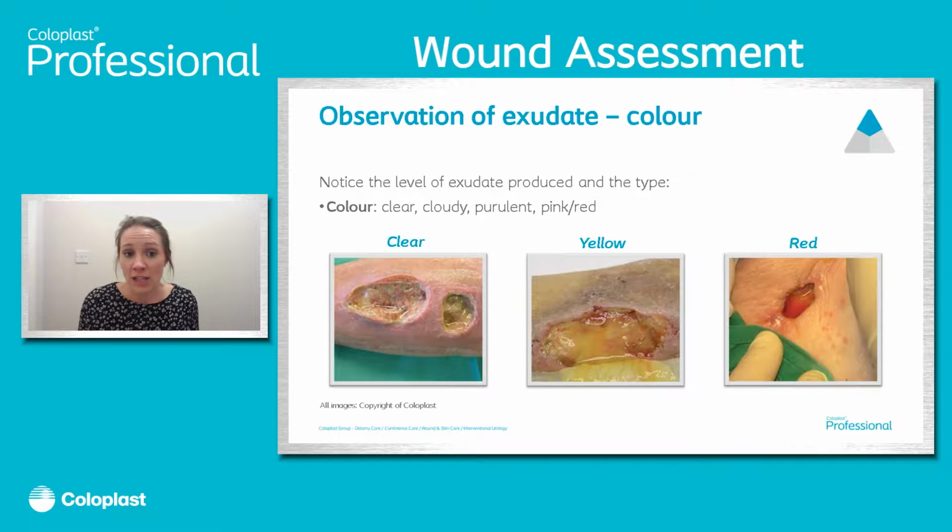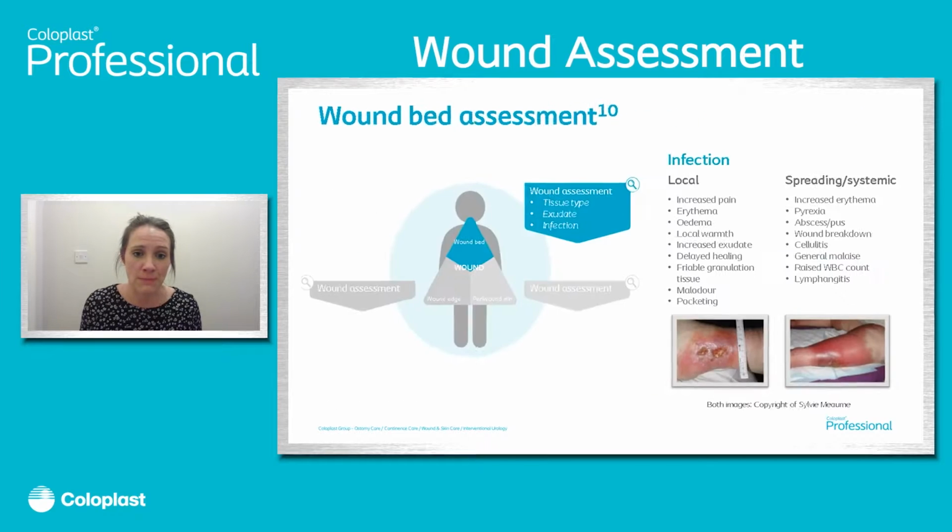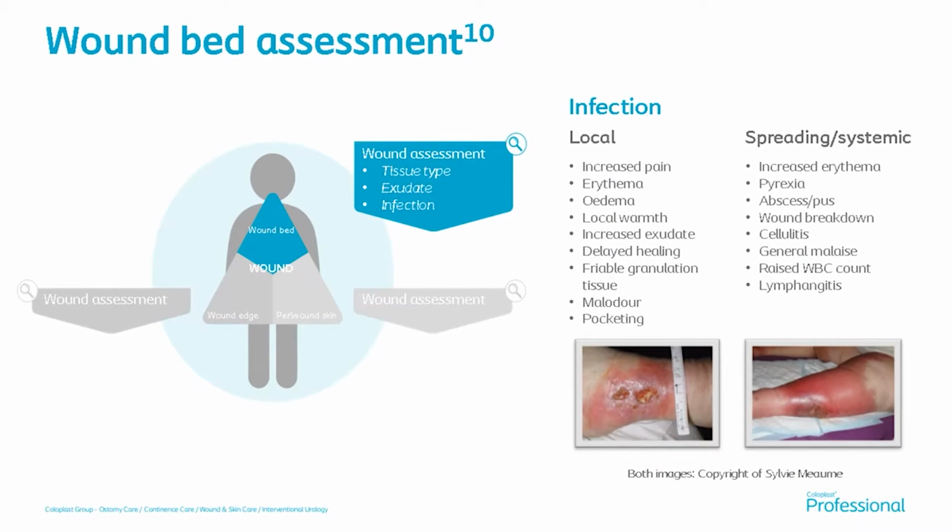Again, it can vary in colour slightly, so you've got that clear yellow or potentially even red, pink or red exudate, helping us build a picture as to what's going on with that wound and what our best form of treatment might be. We then look to see whether there's any infection present within the wound bed, and some of the local signs of infection would be increased pain, erythema, some edema possibly, malodor or pocketing in the wound.